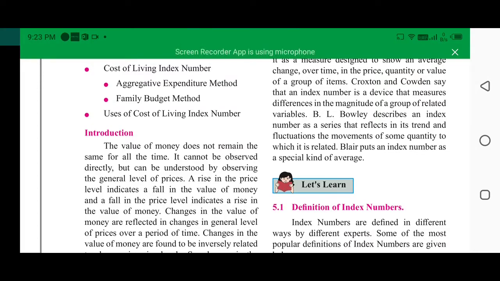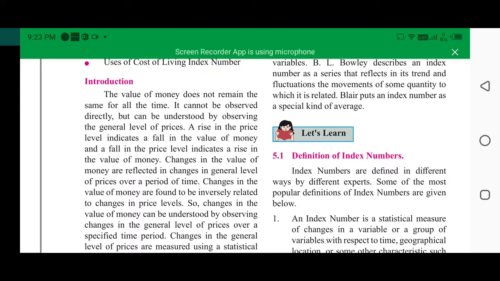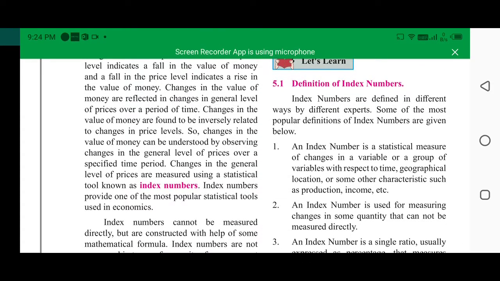Changes in the value of money reflect the change in the general level of prices over a period of time. As soon as time changes, the value of money will change. Changes in the value of money are inversely related to changes in the price level, so the change in the value of money can be understood by observing the change in the general level of prices over a specific period of time. That means you can calculate the index number for a specific period of time, for 1 year, for 2 years.